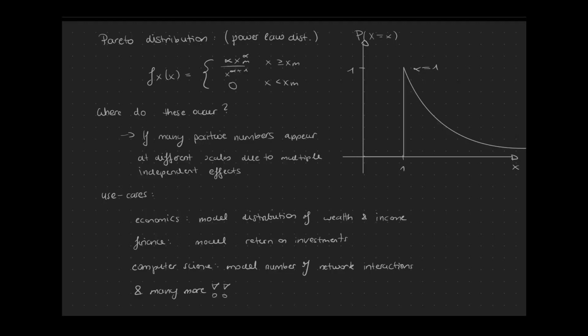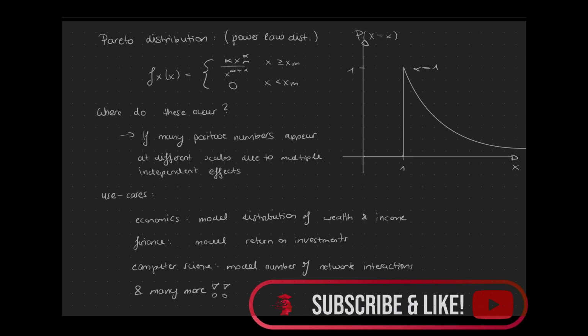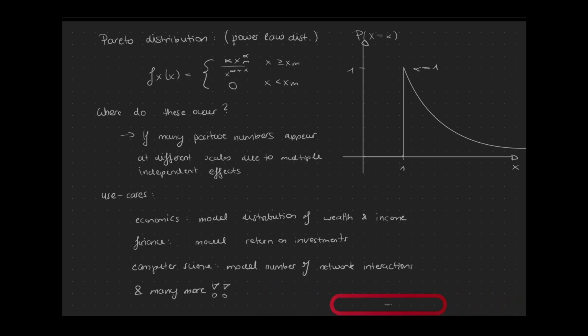Use cases of Pareto distributions are very variable. It is used in economics, in finance, in computer science and many more fields. Economics and finance are very common areas. But I think the applications in computer science are very interesting, like the modeling of network interactions. There's actually almost no field where you couldn't apply the Pareto distribution. So it's a very important distribution. So without further talking, let's dive into the calculations of the expectation value.